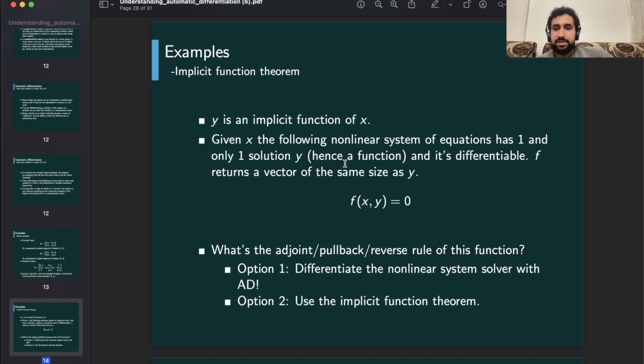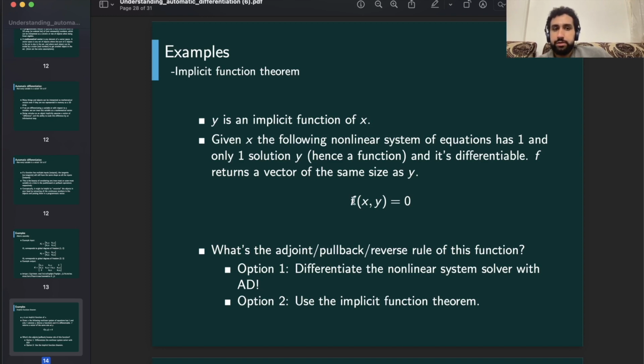And so in that sense, it is a function because for every x we have one and only one value of y. And this function can be differentiable. So the natural question to ask is, what is the derivative of this function? How can I get dy by dx, given that x and y are defined by this coupling here, and not really through some explicit mapping or explicit function going from x to y? And so what is the adjoint or pullback or reverse rule of this function? That's probably a common question to ask.